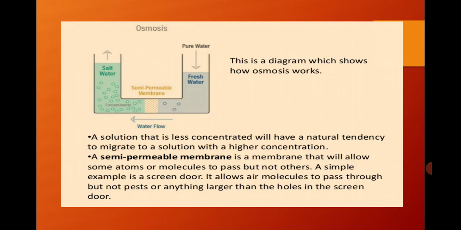A semi-permeable membrane is a membrane that will allow some atoms or molecules to pass but not others. A simple example is a screen door. It allows air molecules to pass through but not pests or anything else larger than the holes in the screen door.